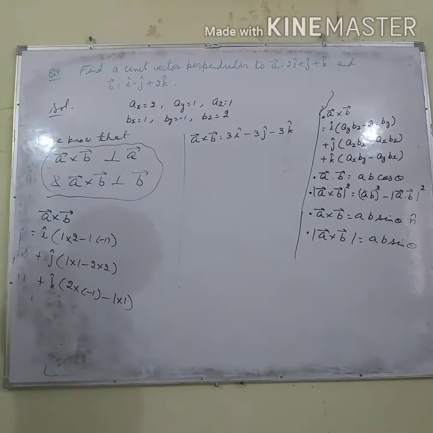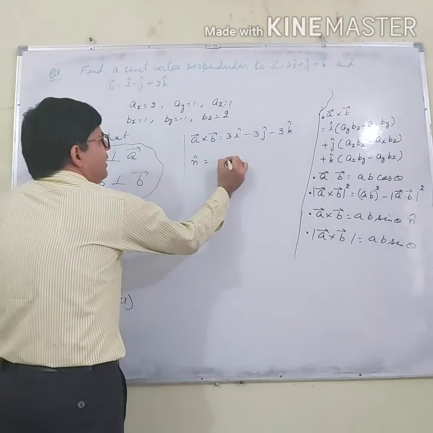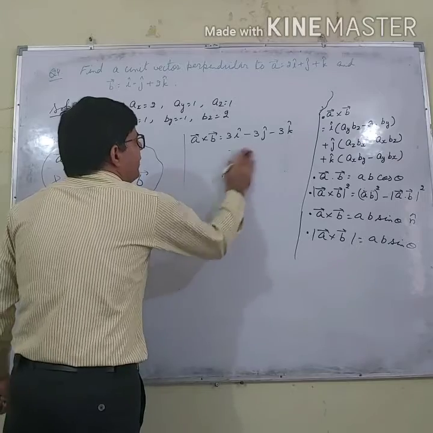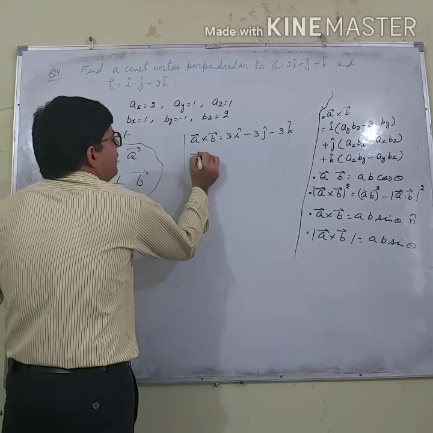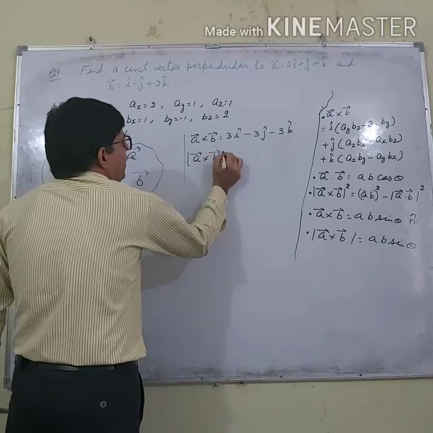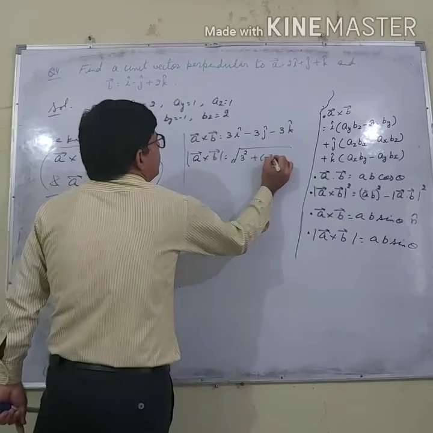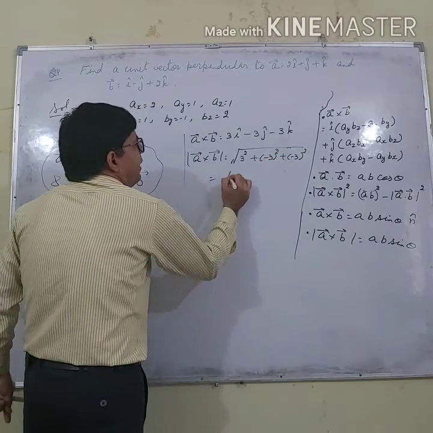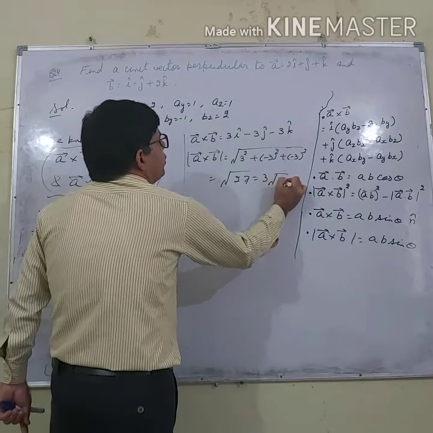Now I have to find a unit vector which is perpendicular to both A and B. Now unit vector perpendicular to this is equal to A cross B. Okay, let me explain again. Now if this is A cross B, what is its magnitude? Very simple. Square them and add: minus 3 square plus minus 3 square plus minus 3 square, 9 plus 9 plus 9, it is 27. What is root 27? 3 under root 3.